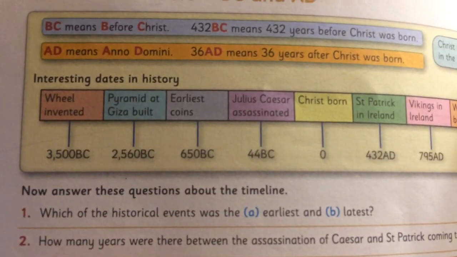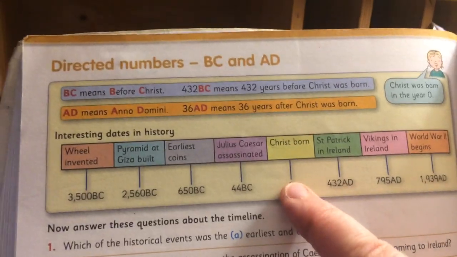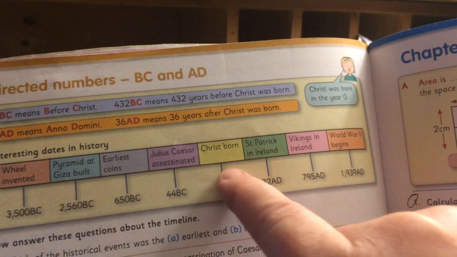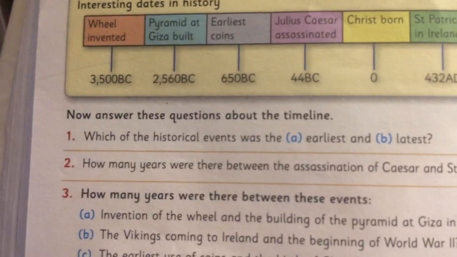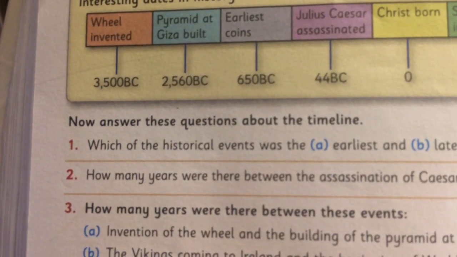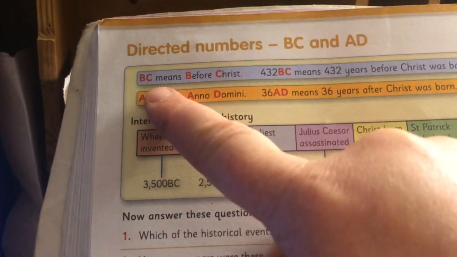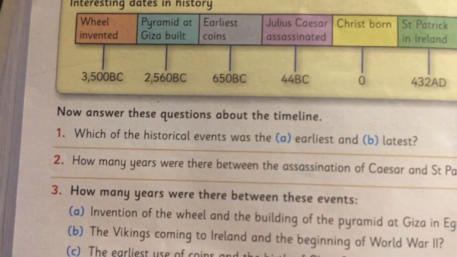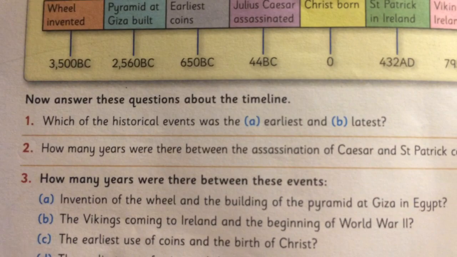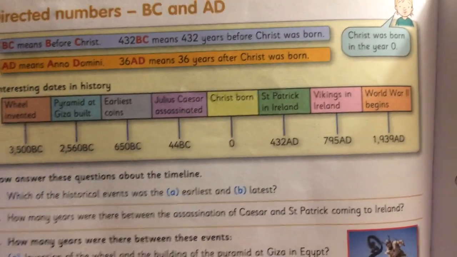They're getting you to look at that and understand that 0 is the point you're going from. These are kind of like the negatives, and these are the positives, really. The negatives in this case are called BC and the positives are called AD. Okay, so which historical events are the earliest and the latest? On this particular timeline, which is the earliest?